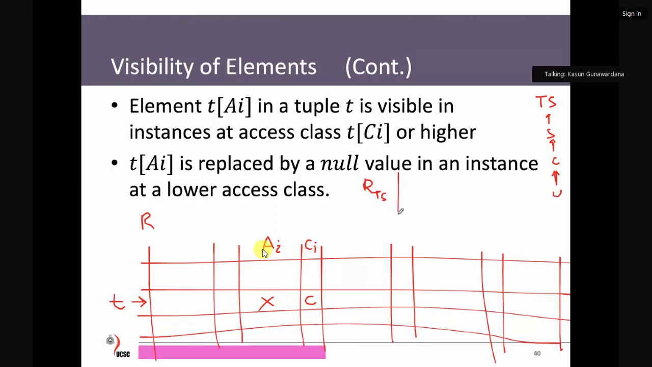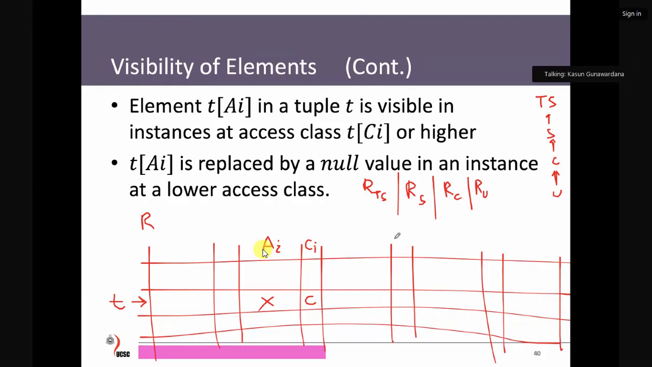Yes. Similarly, there will be R secret, a different instance. There will be R confidential. There will be R unclassified. Right? So there will be 4 instances of this same relation because it's in a multi-level relational model, right?